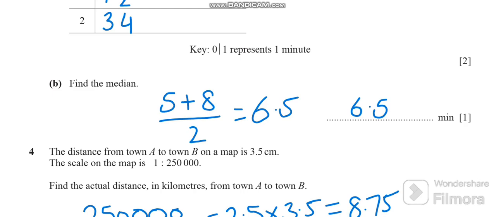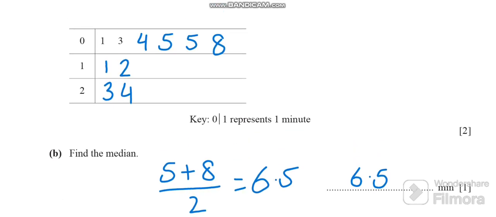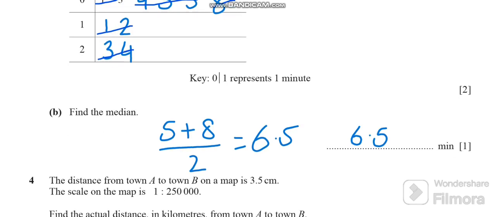Part B states, find the median. So the median is calculated by cancelling two numbers from the bottom and two numbers from the start. Then again three numbers from the start and three numbers from the end. So the number should be between 5 and 8. So what we will do is 5 plus 8 divided by 2, and the answer is 6.5. So the median is 6.5 minutes.